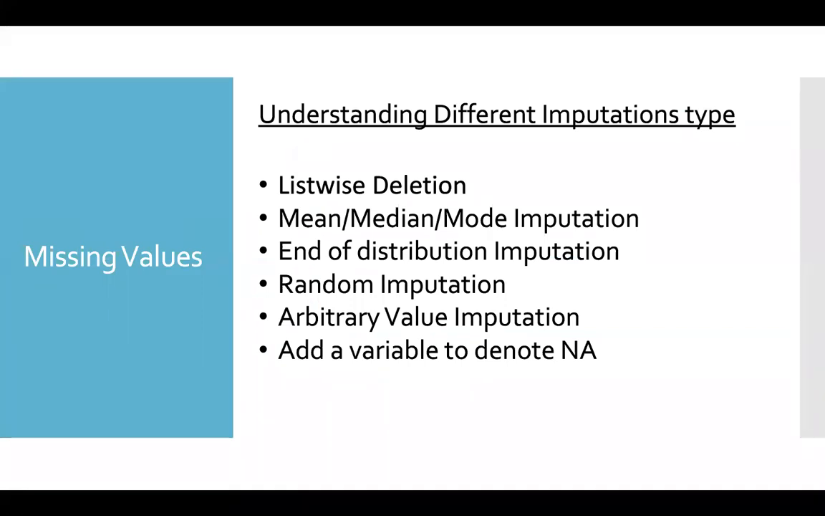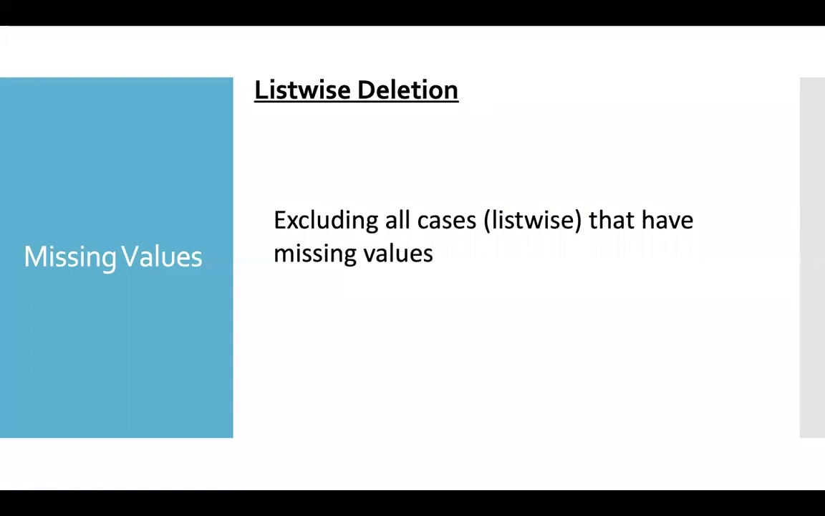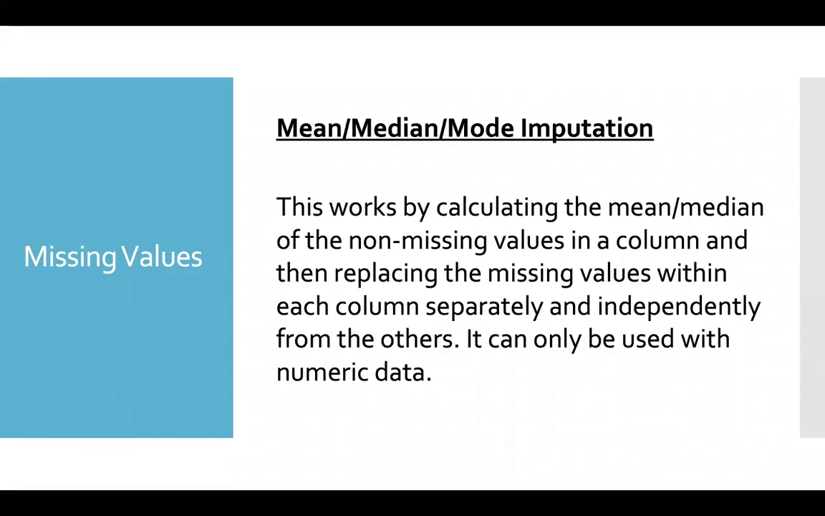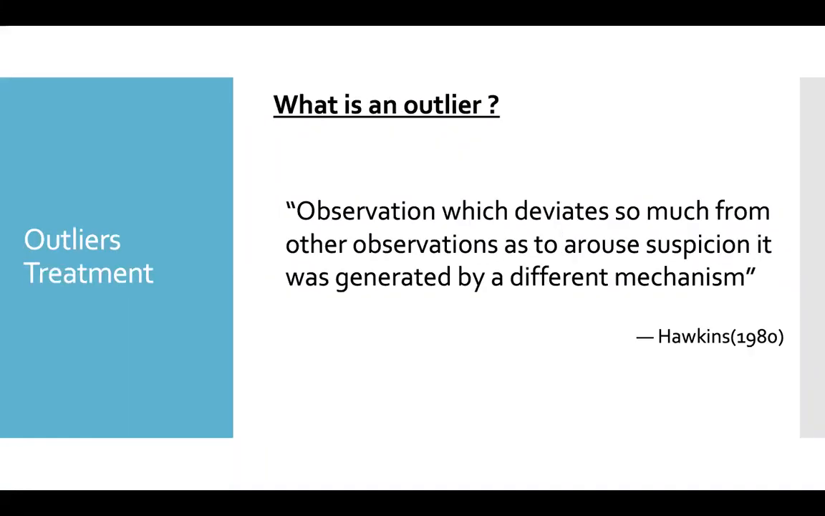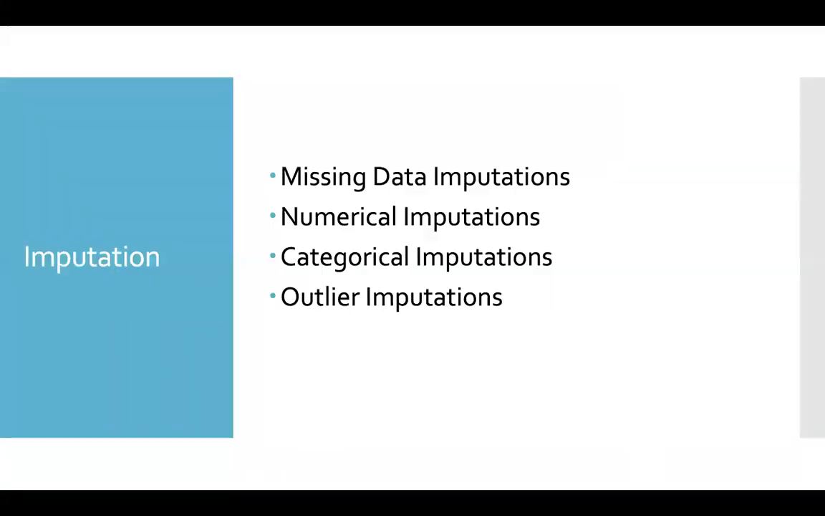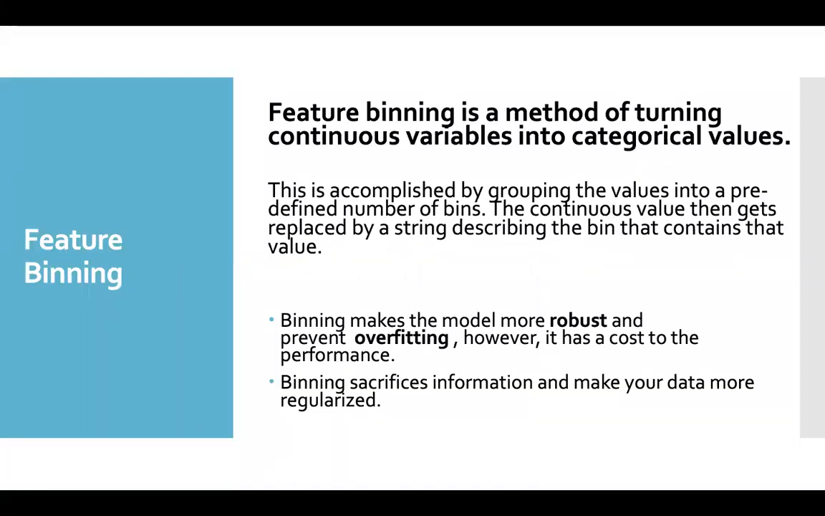We need to have an example of each, like how we can pick up end of distribution imputation. What are the ways to do random imputation, arbitrary value imputation? If we have a variable which is having NA, can I change it or can I leave it as it is? So we talked about every type of missing value. Then we talk about different ways to remove outliers and other values, right? So we have a lot of things to cover, and we'll be picking this up in upcoming sessions, like what are the ways to do the feature preparation.